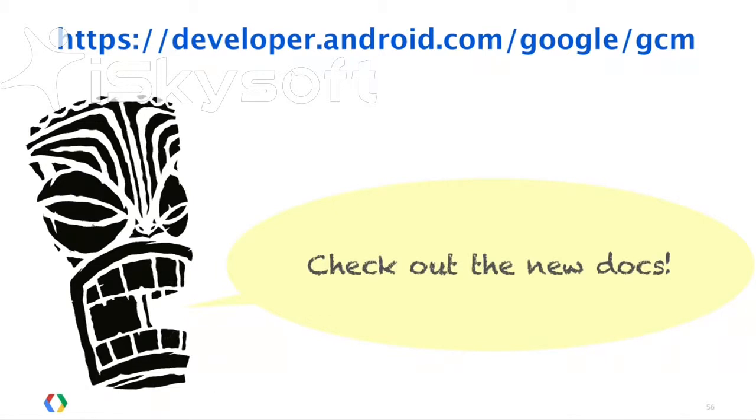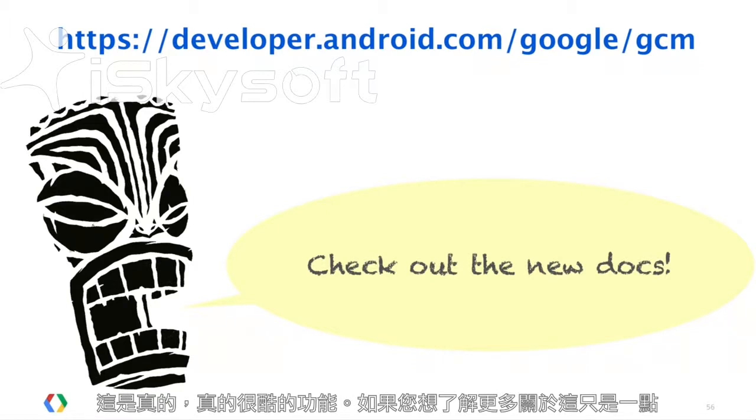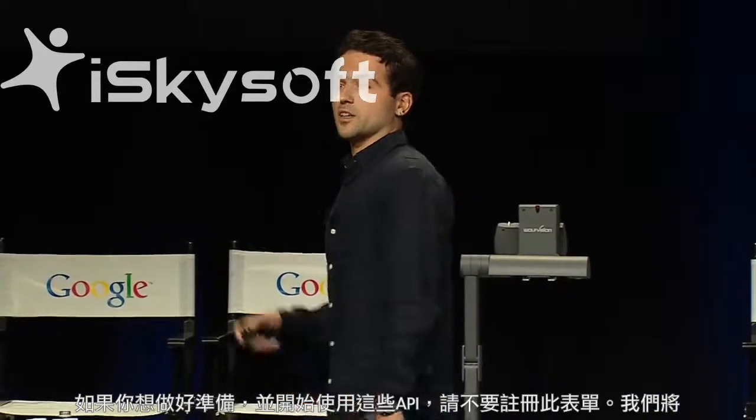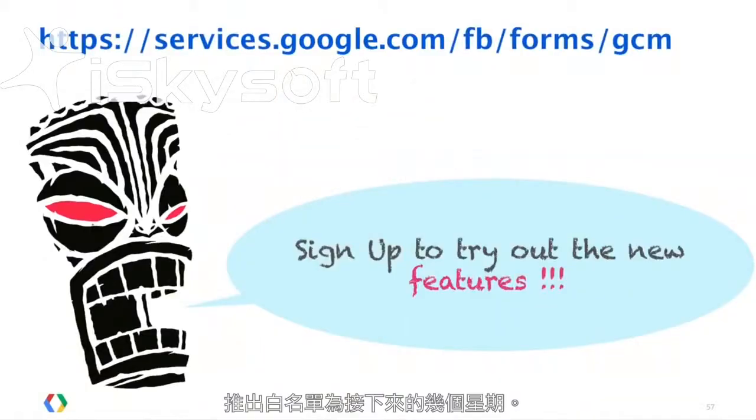I hope I got you guys excited. I think these are really, really cool features. If you want to read more about this, just point to developer.android.com under the Play Services and Google Cloud Messaging section. If you want to get ready and start using these APIs, please do sign up on this form. We will roll out a whitelisting in the next couple of weeks.